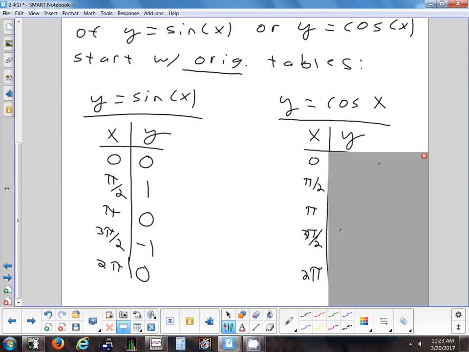Pick 5 evenly spaced x values: 0, 90, 180, 270, 360. Okay, that'll give me the highest point, the lowest point, the start point, the stop, and what's exactly in the middle. So we just have to find the y values for cosine.